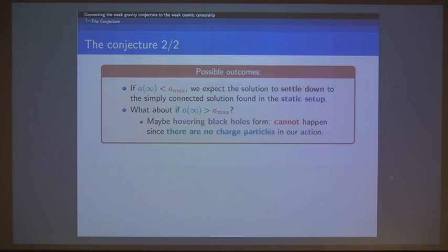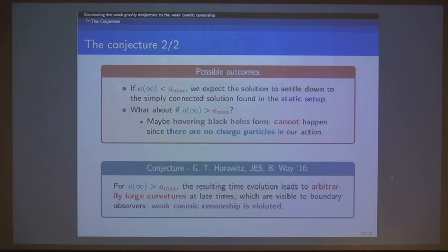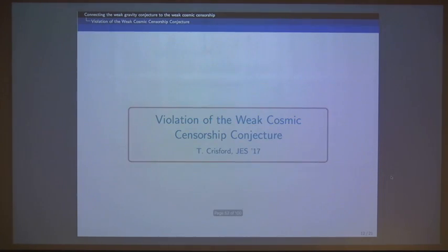So based on this, we conjectured that if A infinity is bigger than A max, the resulting bulk evolution should be such that curvatures continue to grow with time, and the solution never settles down. Okay. So this was a conjecture, 2016. In 2017, together with my PhD student, Toby Crisford, we decided to test this. Now we're in the realm of solving the full nonlinear Einstein equations, full time dependence.